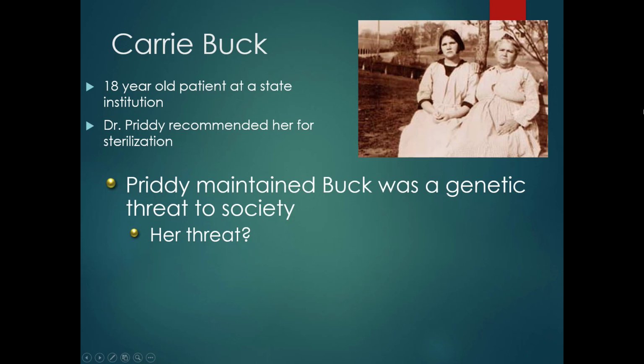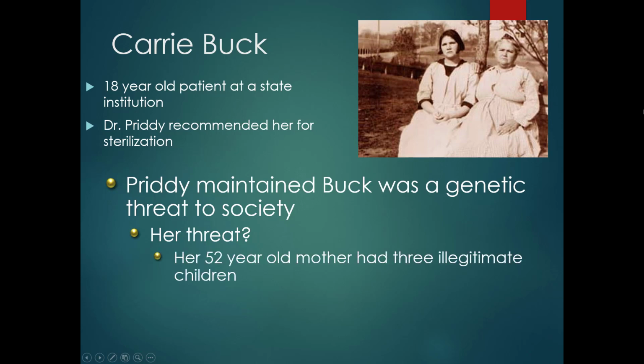The case against her was that her mother had 3 illegitimate children. So her mom was said to have a mental age of 8 and said to have a record of immorality. In fact, the court documents say that she had 3 children without good knowledge of their parentage. I guess that was a fancy way of saying she didn't know who the dads were.